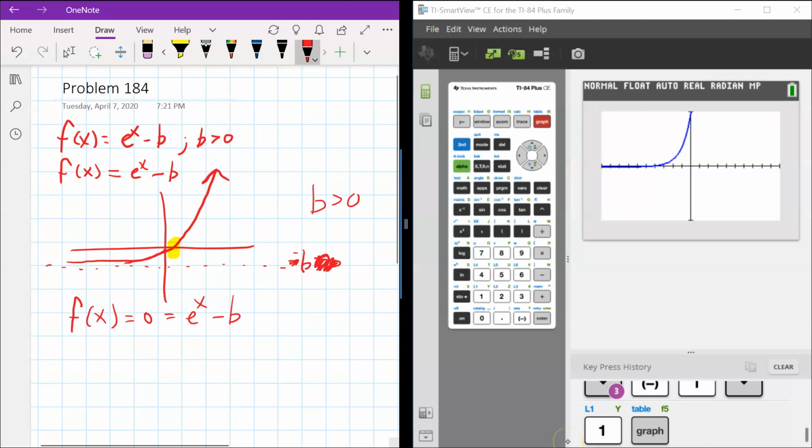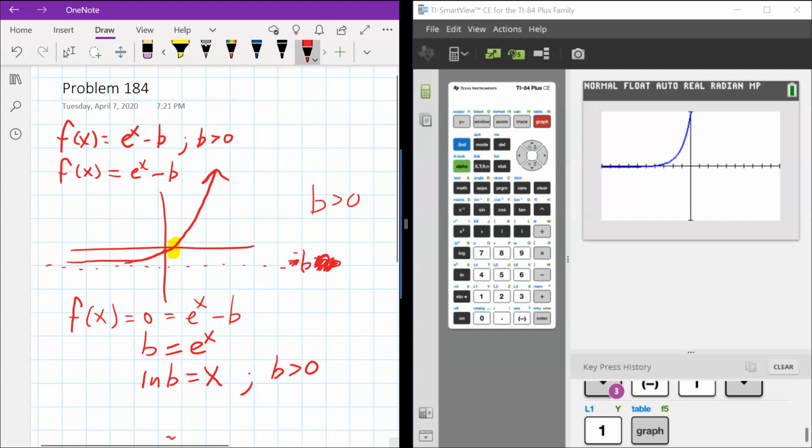I'll add b to both sides. And then here, apply the natural log of both sides. So as long as b is positive here, there will be exactly one particular root. Now this isn't using any calculus other than just trying to figure out when the function value goes to 0, and natural log b equals x is your value where the function goes to 0.